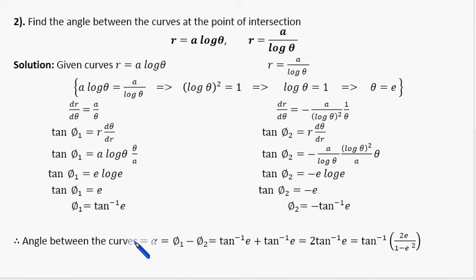Therefore, the angle between the curves, alpha, is phi1 minus phi2, that is tan inverse of e minus of minus, that is plus tan inverse of e, that is 2 into tan inverse of e, or it can be written as tan inverse of 2e divided by 1 minus e square. We have to move to the next problem.